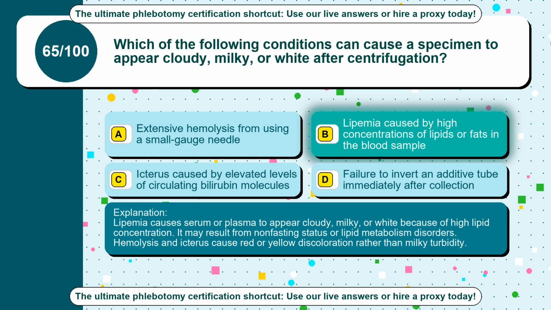Lipemia causes serum or plasma to appear cloudy, milky, or white because of high lipid concentration. It may result from non-fasting status or lipid metabolism disorders. Hemolysis and icterus cause red or yellow discoloration rather than milky turbidity.